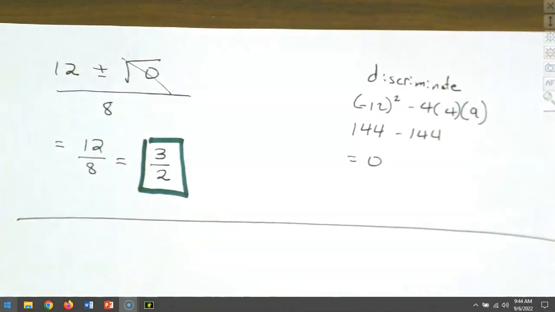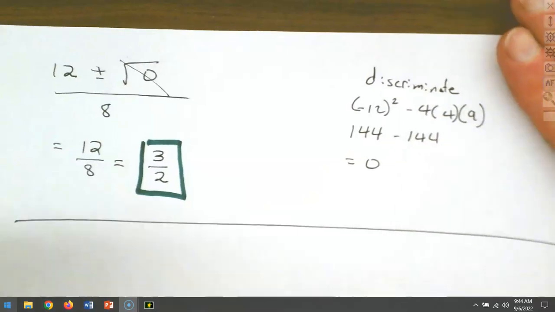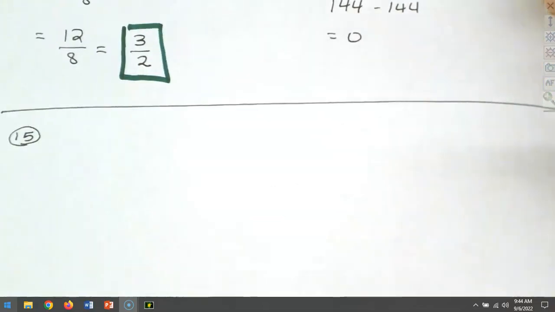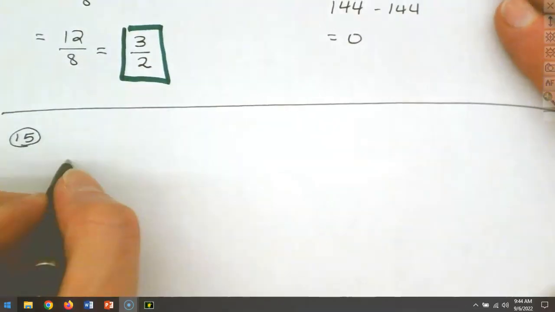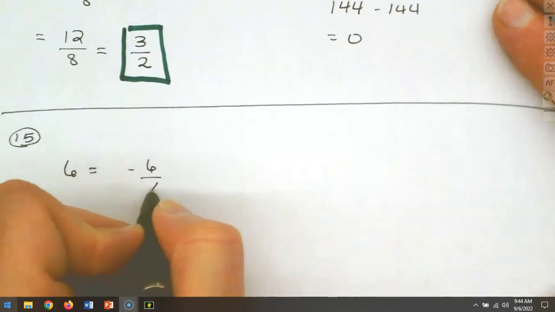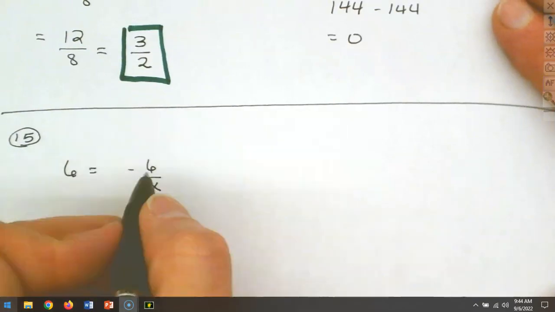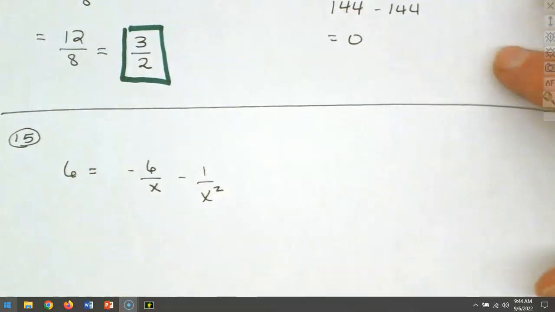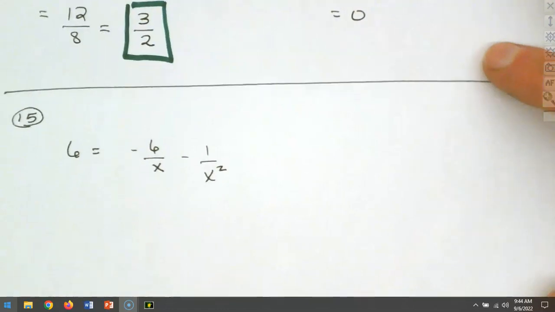Someone asked about 15. And 15 also involves fractions, and we're going to have to clear them out. So 6 equals negative 6 over x minus 1 over x squared. So we need to clear these fractions out.